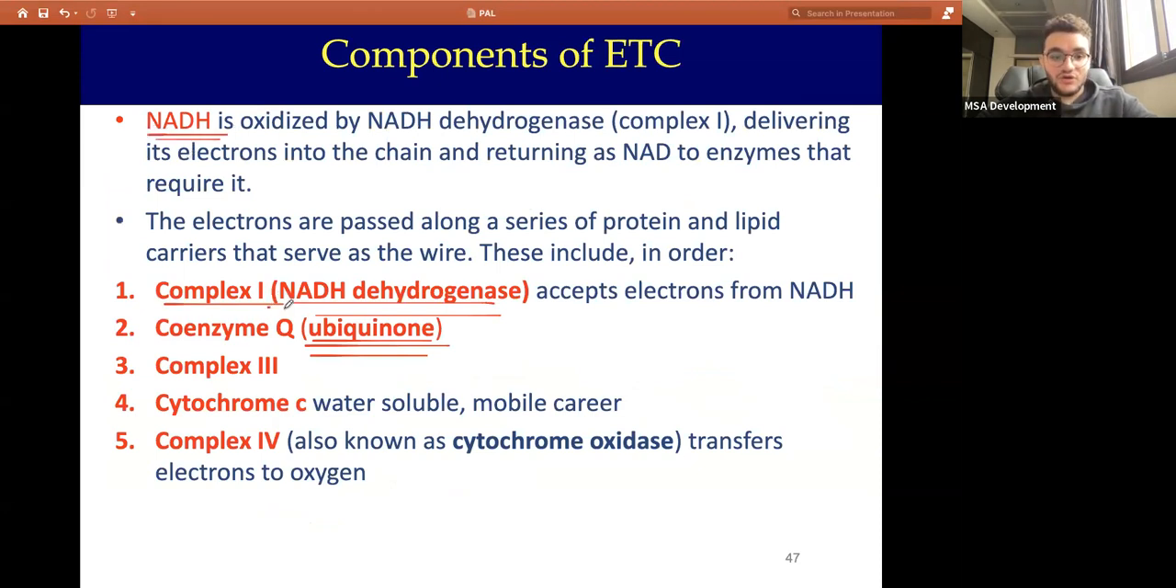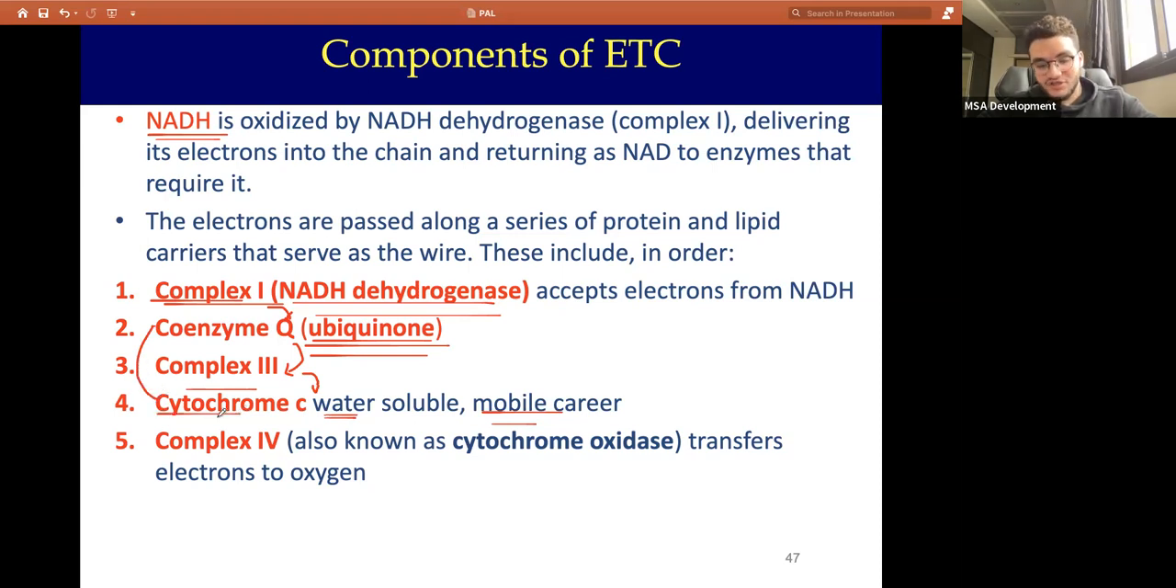Then it goes to coenzyme Q. Then from coenzyme Q, it goes to complex 3, which pumps protons, and then to cytochrome C, which is mobile and water soluble. Coenzyme Q and cytochrome C are both mobile, and they don't pump protons.